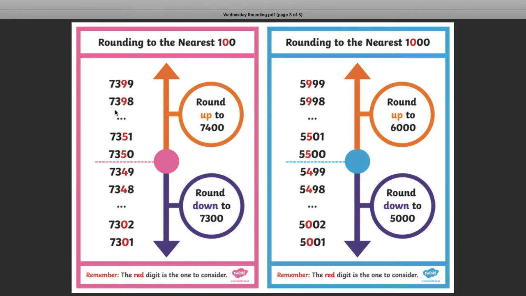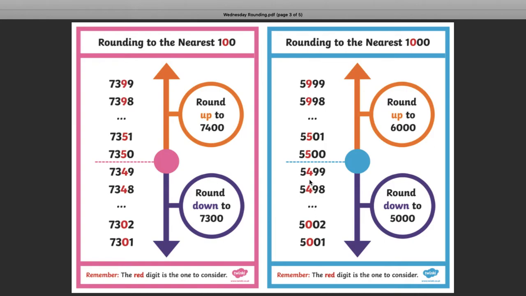Okay, so for the hundreds, you're looking at the tens column. Then for the thousands, you're looking in the hundreds column. Again, it's exactly the same thing. If it's 4, 3, 2, 1, or 0 in the hundreds column, which is this column, as we know, units, tens, hundreds, thousands, then we know that if it's 4 or less, it's going down.